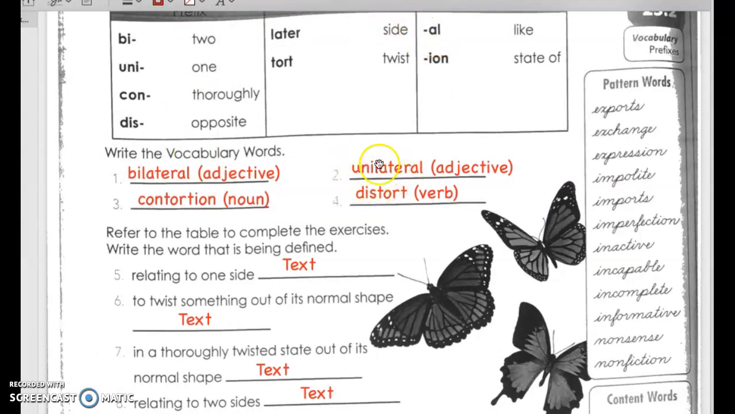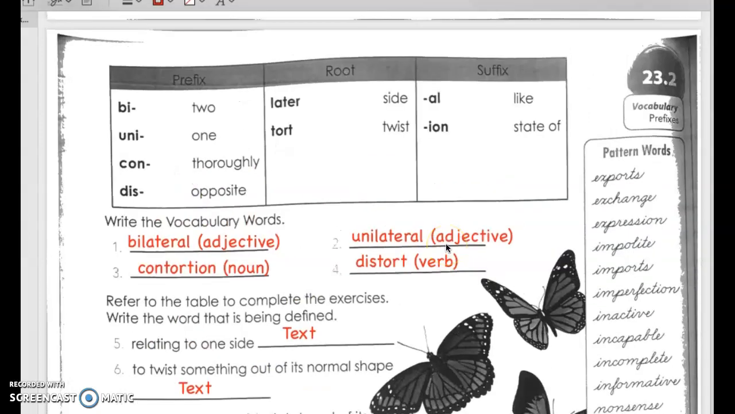The prefix is what? Uni. And what does uni mean? Yep, one. And what does lateral mean? Side. So what would be the definition of this? Related to one side. Okay, and al we also have here. It's like one side. This is why I absolutely love prefixes and roots and suffixes.